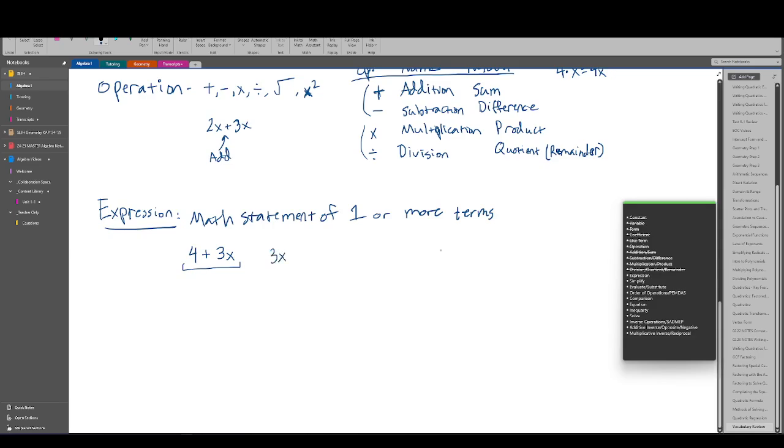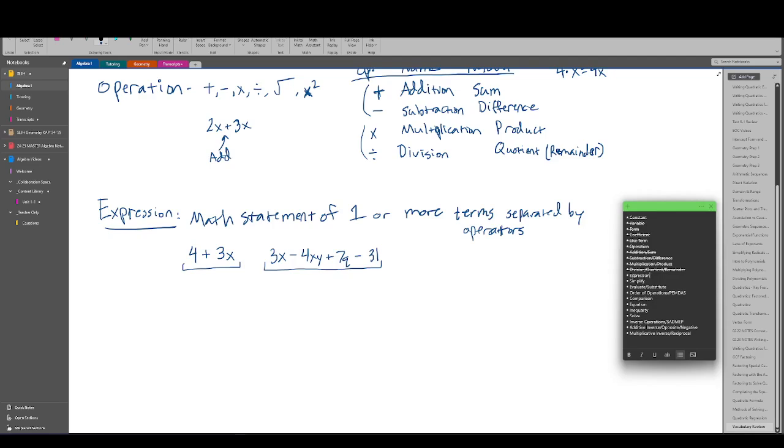That can be very simple or very complicated. So 3x minus 4xy plus 7q minus 31. That's still an expression because it's just a bunch of terms with pluses and minuses. So let's say a math statement of one or more terms separated by operators, in this case, pluses and minuses. Okay, so I think that kind of covers expression. We'll mention it more further down because it's really important. So I'm going to bold that one and then strike it out.